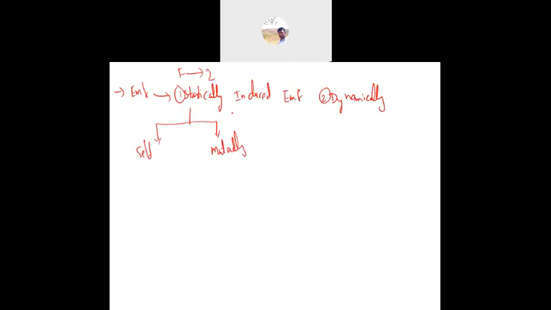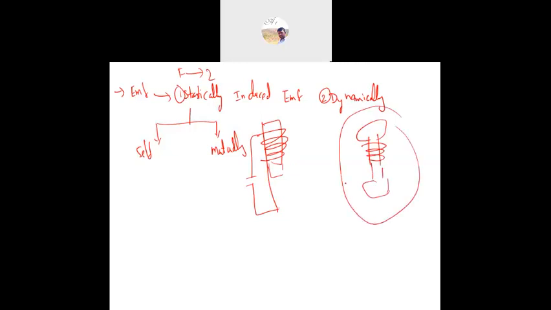Static means there are only stationary parts, with no rotational parts. It will have solenoids and coils which are connected to a battery source, and there is no rotational part. Coming to dynamically induced EMF, it will have an electromagnet and conductors in rotation. That is the dynamically induced EMF.